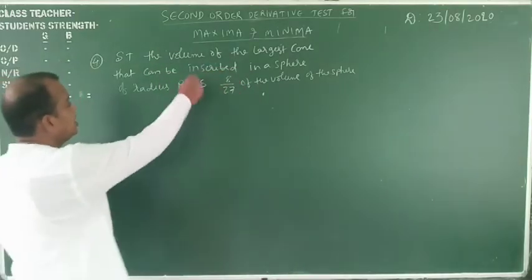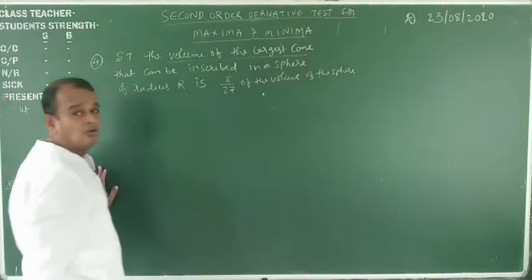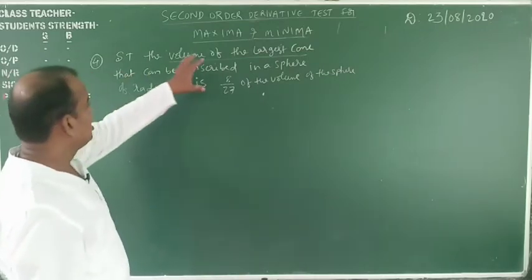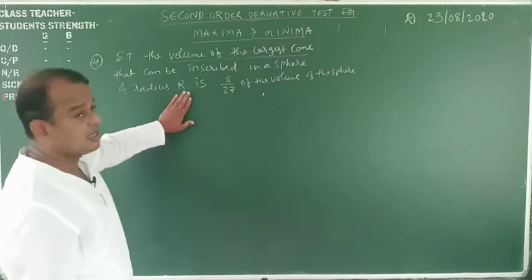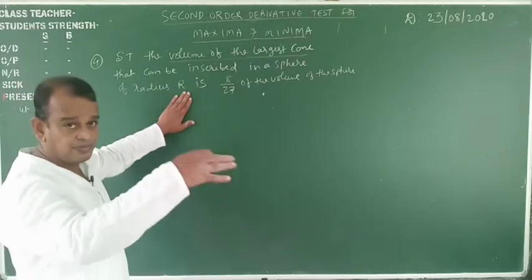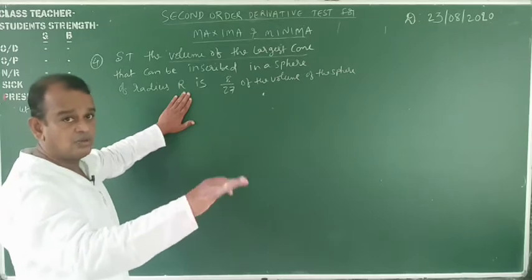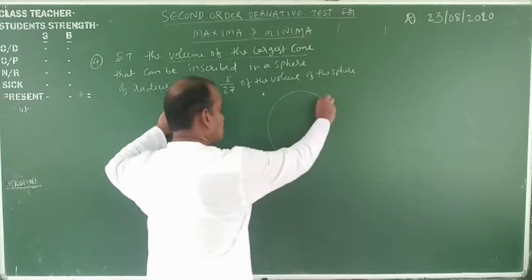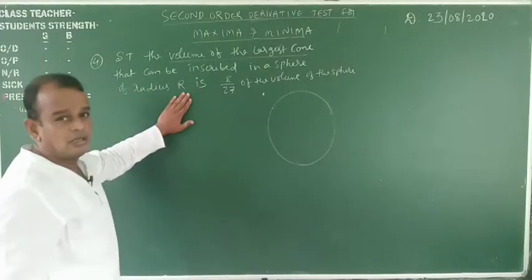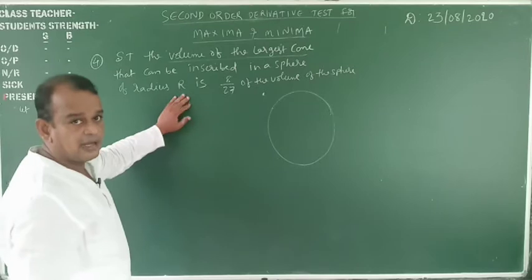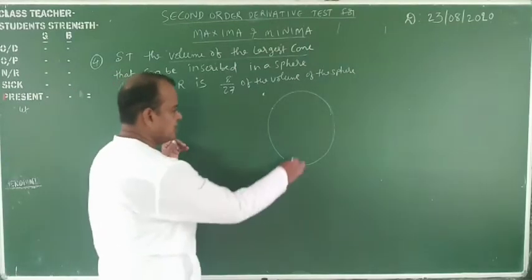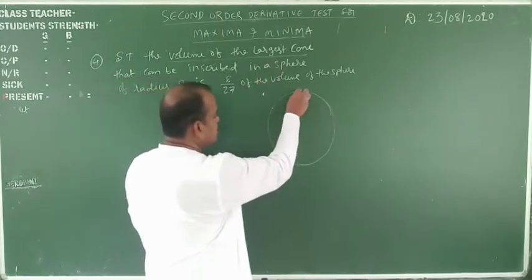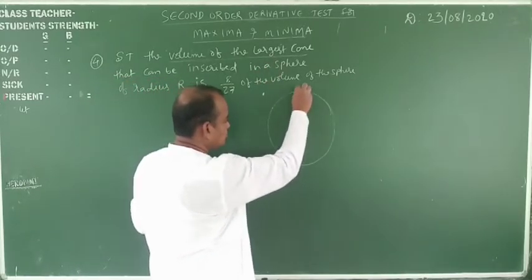Volume of the largest cone, clearly given, means volume of the cone is largest, means that is the function. That cone is inscribed in a sphere of radius r. Okay, that cone is put in the sphere, whose radius is r. For suppose you will take this one. This is for suppose sphere. What is the volume of the sphere? 4 by 3 pi r cube. You know very well. Okay, this is sphere of radius r, clearly given. Now in this one, the cone is inscribed. Okay, observe that this is for suppose cone.